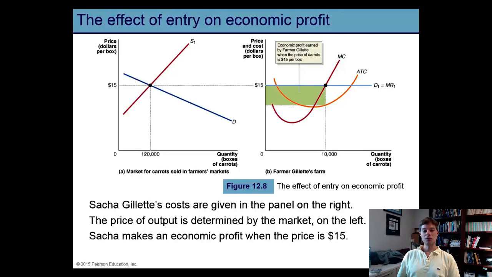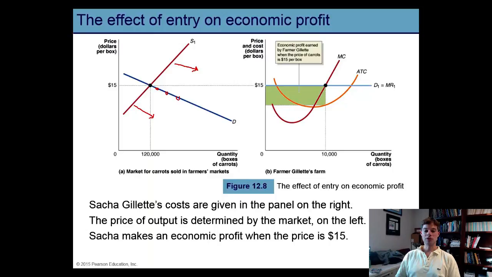As a result of these positive economic profits in the short run, when we get to the long run, new firms are going to enter the industry. Their motivation for entering the industry is to get some of these positive economic profits. As new firms enter the industry to get the profits, this will shift the supply curve in the market to the right. As the supply curve shifts to the right, the new equilibrium price will fall.